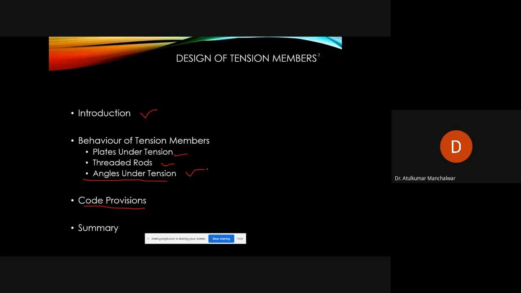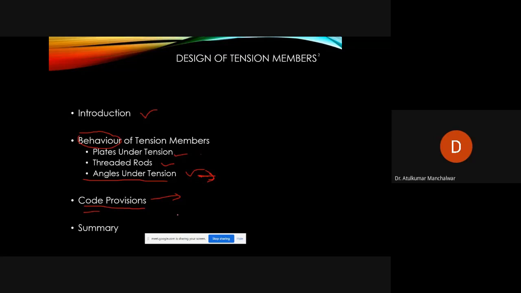Mostly in the GATE examination, the question will come on the sections, this part, and the codal provisions. Mostly it will come from the section part and the bare plate under detention. Means behavior questions will be mostly asked as compared to the codal provisions.